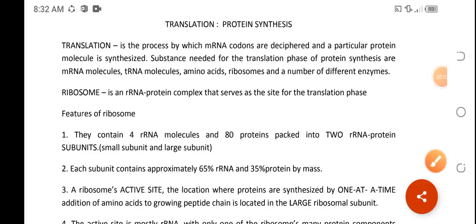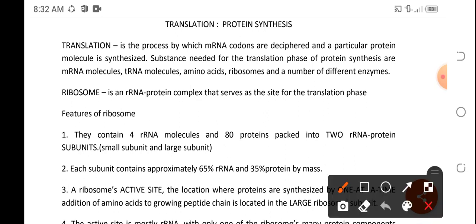Okay, the last step for protein synthesis is translation. Na-discuss na natin yung DNA replication as well as the transcription. So, for today, we have translation. This is the process wherein the mRNA codon is translated or deciphered and a particular protein molecule is being synthesized.